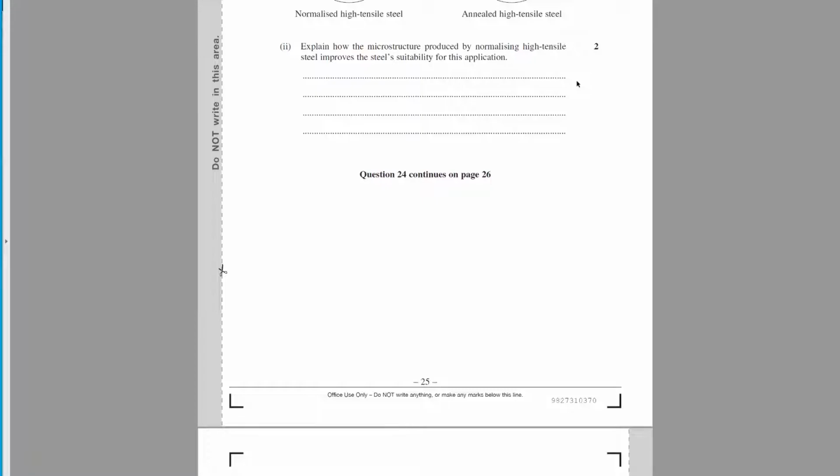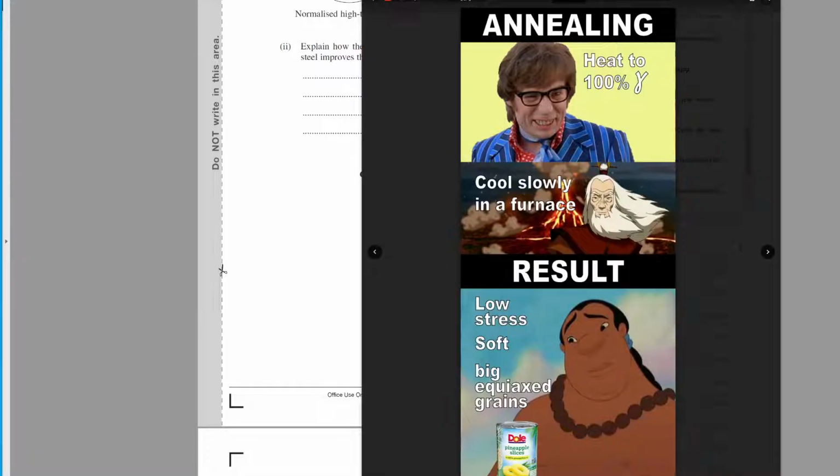Instead, you need to say it has more tensile strength than annealed steel, right? So much so that I'm going to pause for a second. Some of you might be familiar with our heat treatment methods. So we've got annealing: we heat to 100% austenite, we cool slowly in a furnace. Result is we have to say aloha anneal. Aloha anneal: low stress, soft, big equiaxed grains.